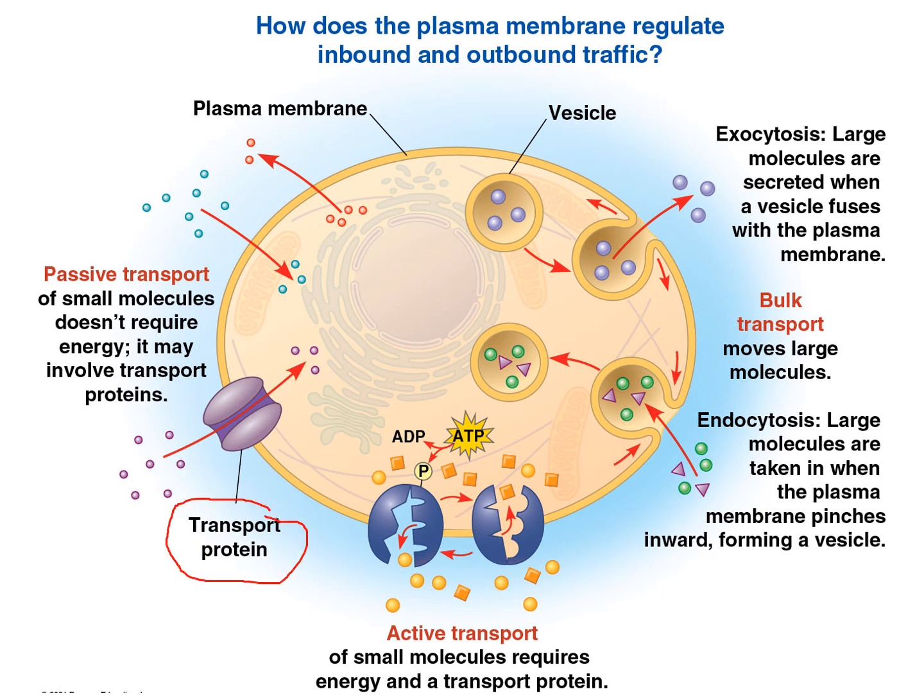Active transport requires the input of energy. Sometimes that's from ATP, other times it's from the movement of a different molecule. And then finally, bulk transport is what's required for moving much larger molecules. Exocytosis means large molecules are secreted when a vesicle fuses with the plasma membrane and releases its substances. And endocytosis means large molecules are taken in when a vesicle is formed by pinching of the plasma membrane inward.